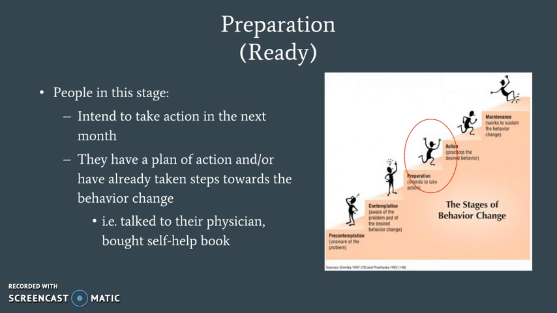People who are in the preparation phase are ready for change. So people at this stage intend to take action in the next month, and they have a plan of action, or they've already taken steps towards the behavior change, like talking to their physician or buying a self-help book.